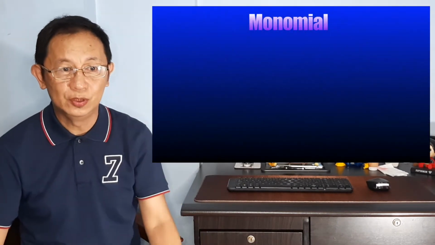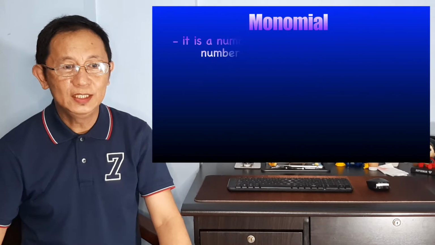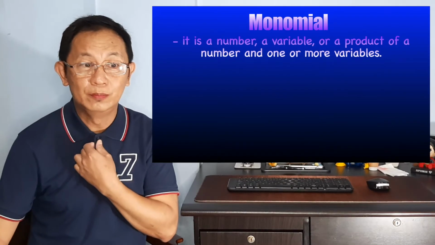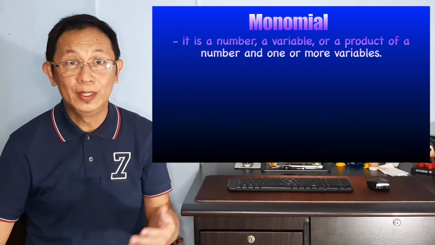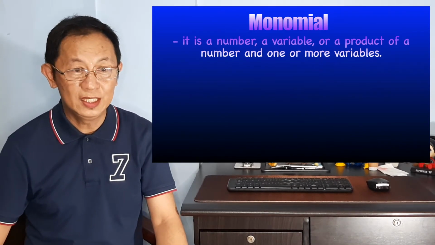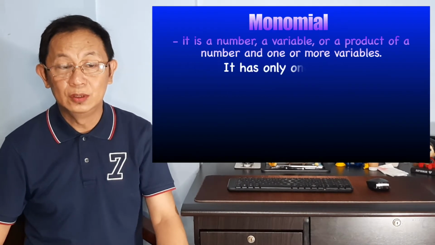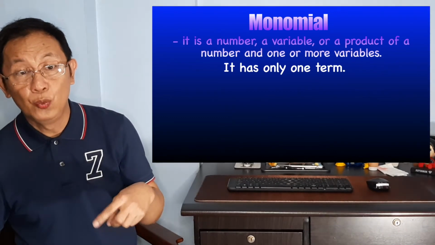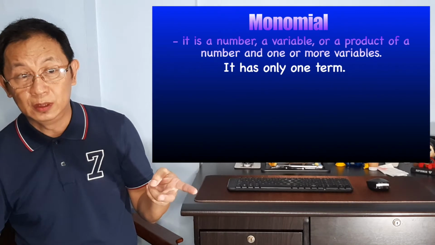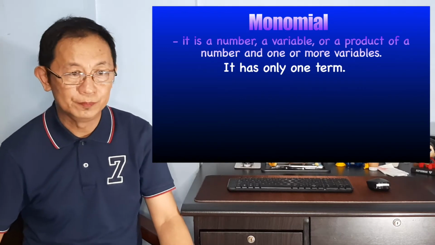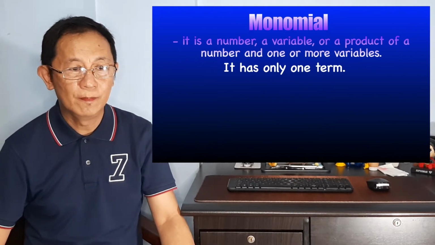Now, let us define a monomial. So what is a monomial? A monomial is a number, a variable, or a product of a number and one or more variables. So, may number, may variable, or product ng number and one or more variables. So, it has only one term. So, when we discuss the introduction to algebraic expressions, we identify the number of terms, no, of an expression. So, dito, sa monomial, it has only one term. So these are the examples.